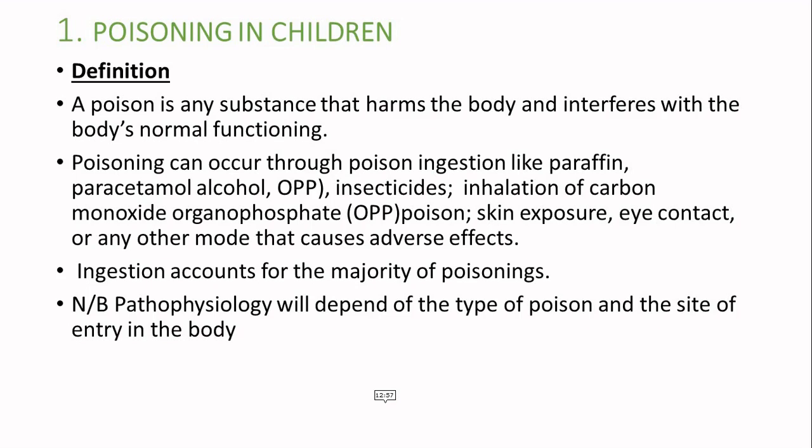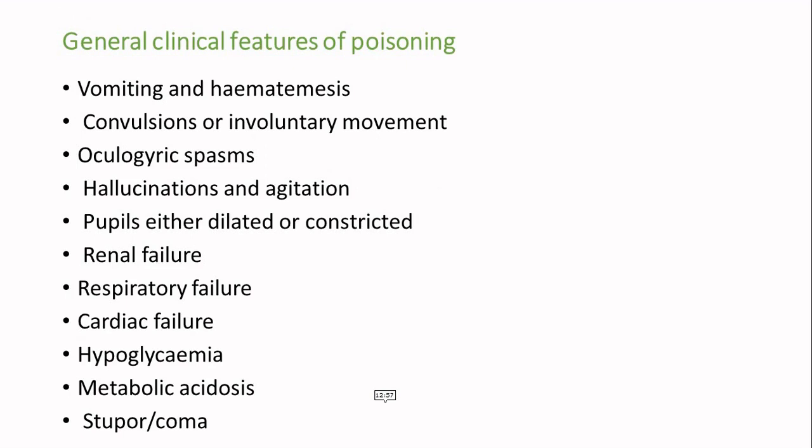Let Mrs. Helen take us through the general clinical features of poisoning. General clinical features of poisoning: vomiting and hematemesis, convulsions or involuntary movement, oculogyric spasms, hallucinations and agitation, pupils either dilated or constricted, renal failure, respiratory failure, cardiac failure, hypoglycemia, metabolic acidosis, stupor or coma.